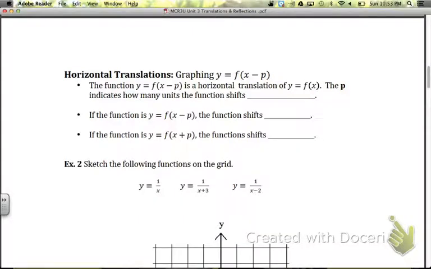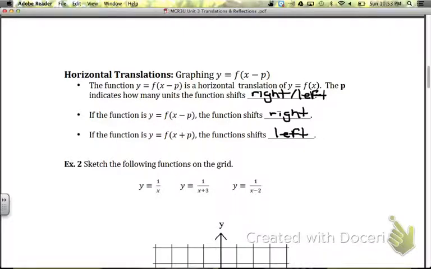Now we begin looking at horizontal translations, and this is when we're graphing y equals f(x) minus p. The function y equals f(x) minus p is a horizontal translation of y equals f(x). The p indicates how many units the function is going to shift right or left. So if the function is y equals f(x) minus p, this function is going to shift right. And similarly, if it's plus p, it's going to shift left.